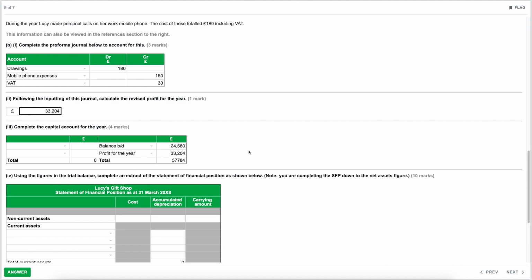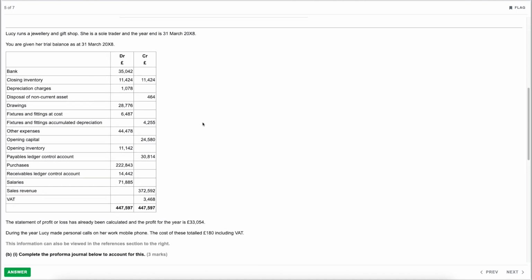And then all we need to do now is take off our drawings. Now, we increased drawings by 180, but I am guessing that there would already be a balance in your drawings account. So let's have a look at our trial balance. We do indeed. So we have an existing balance in our drawings of 28,776. And that was before we made the adjustment. So after we made the adjustment, we've added on £180 to our existing drawings balance.